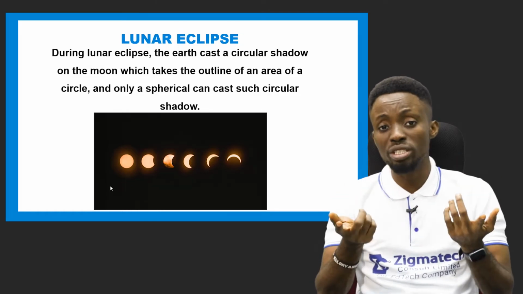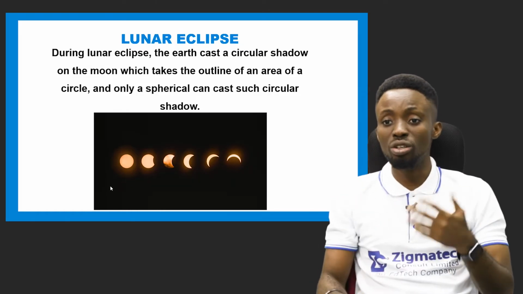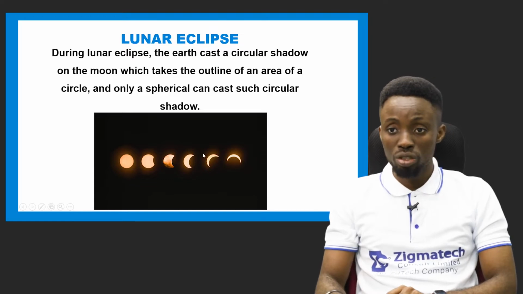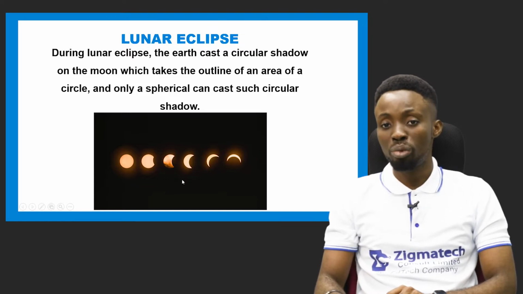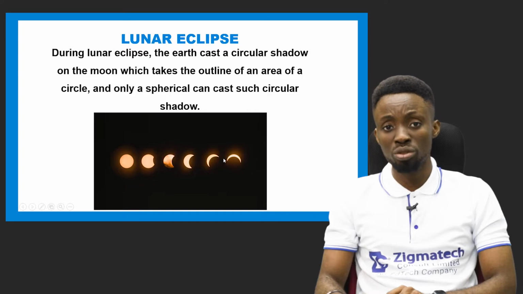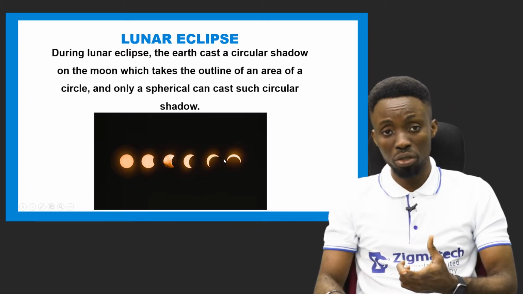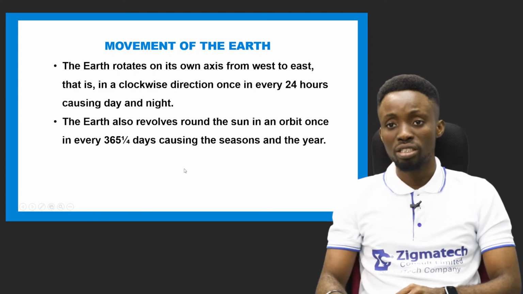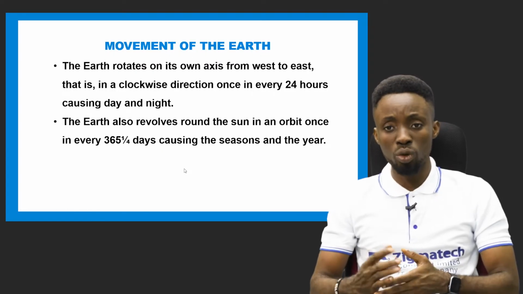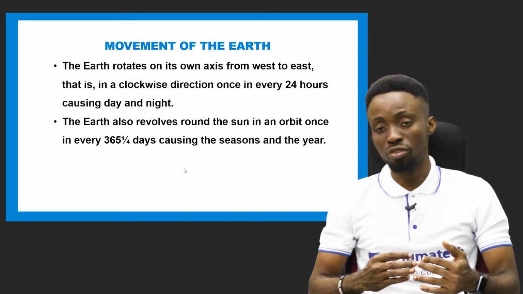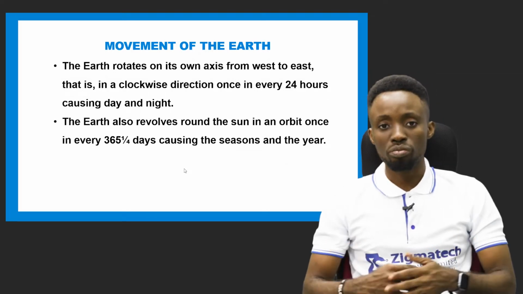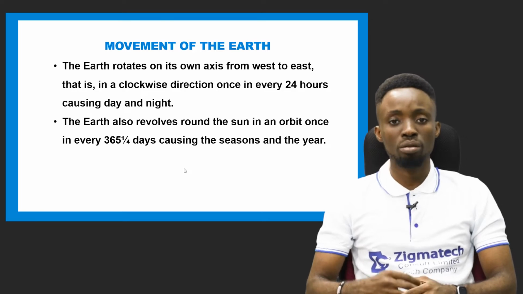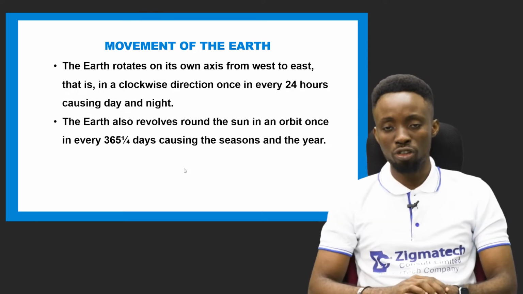Because if the Earth were flat, we would definitely see a flat shadow being cast on the moon. But if we see a round shape on the moon as a shadow, it definitely tells us that the Earth is what? The Earth is round and not flat. So let's look at the movement of the Earth, since we've considered the evidence to show that the Earth is round. Now, the Earth has basically two types of movement.